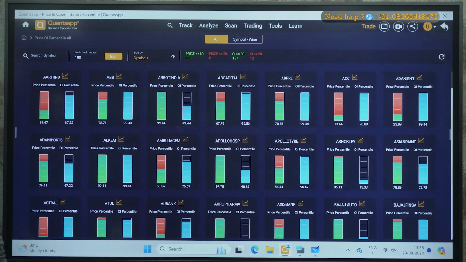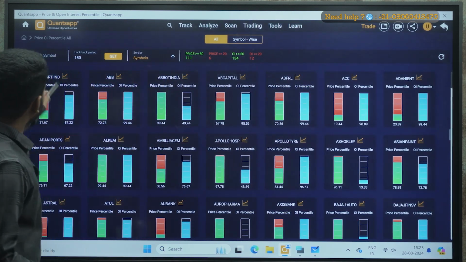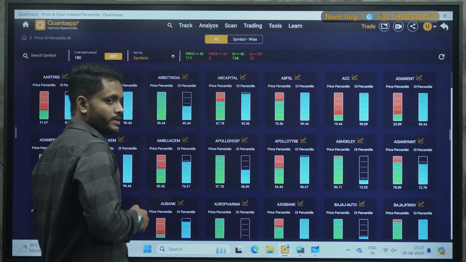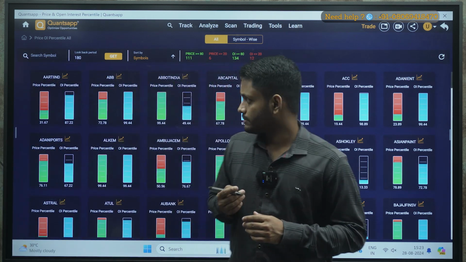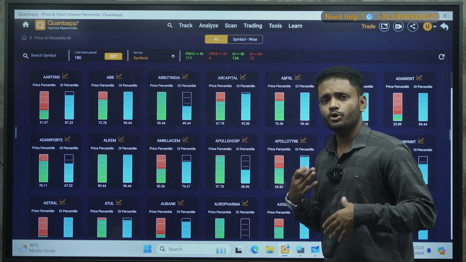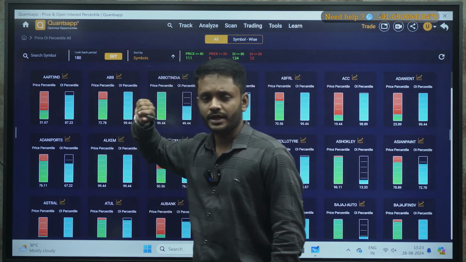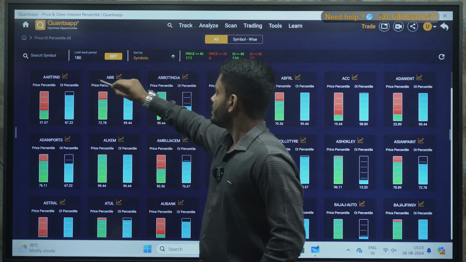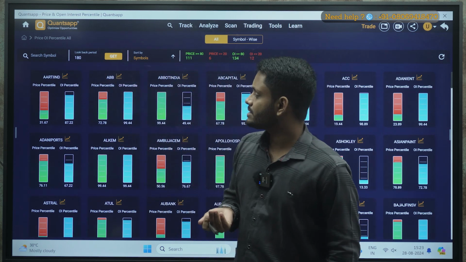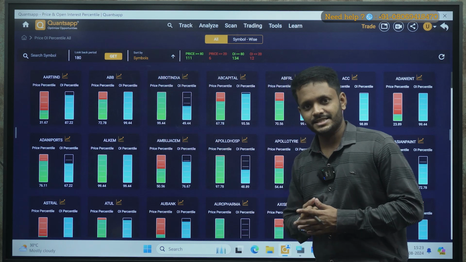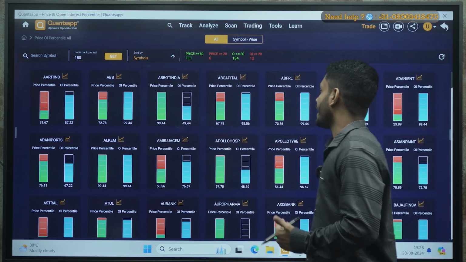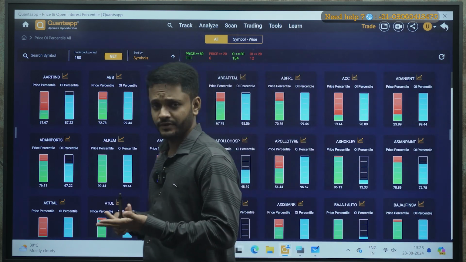Now let me get into Analyze, and in the last column there is the price OI percentile. First let me explain the interface. Can you see the search option over here? If you want to check the price percentile or OI percentile of any specific counter, you can go to the search symbol and check that specific stock. The look back period is by default 180 days. If you want to tweak it, you can tweak it to your convenience.